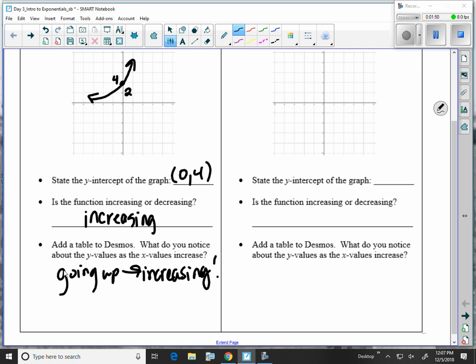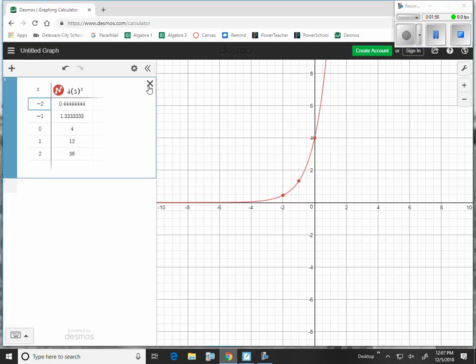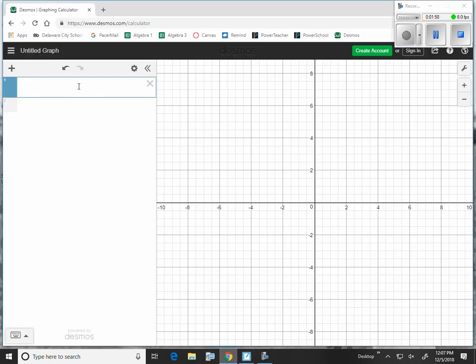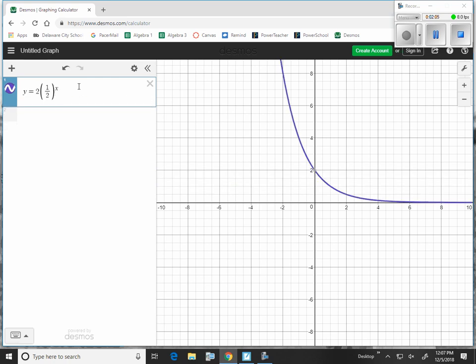Now we're going to look at the next one, which is y equals 2 times 1/2 to the x. I'm just going to clear everything out. Y equals 2 times 1/2 to the x. Can I put 0.5? You can put 0.5 in there, 1 divided by 2. You can put 0.5 instead of 1/2.